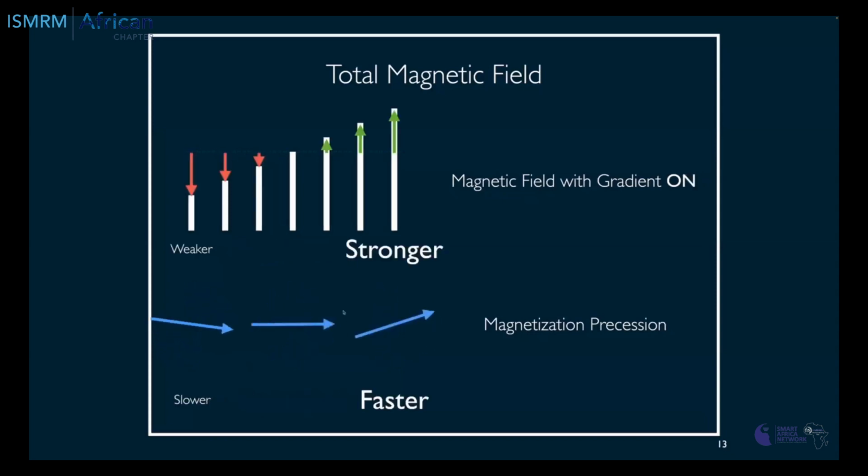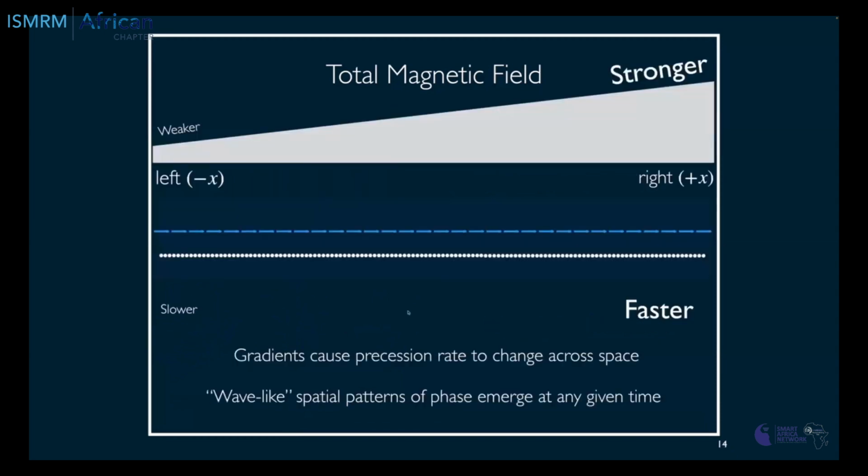But if we turn on a gradient, the same gradient I showed earlier, where on the left we now have a negative gradient, which reduces the effective field strength, and on the right, a positive gradient, which increases the effective field strength, then we end up with slower precession on the left because we have a weaker net field, and faster precession on the right because we have a stronger net field. The implications of this are actually quite profound, because when we turn on these gradients, this generates a change in precession frequency, or precession rate, as a function of space.